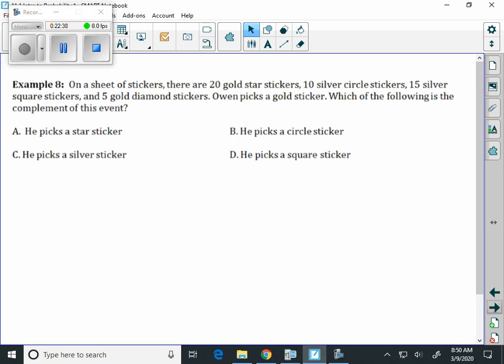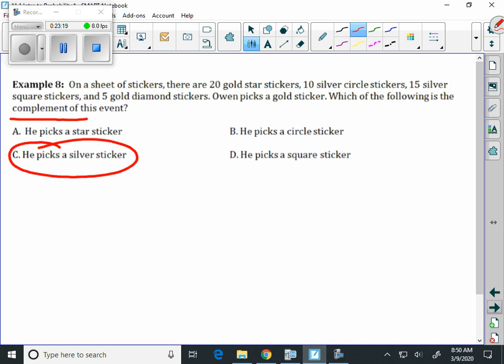on a sheet of stickers, there are 20 gold star stickers, 10 silver circle stickers, 15 silver square stickers, and 5 gold diamond stickers. Owen picks a gold sticker. Which of the following is the complement of this event? Well, think about your 2 options here. You're picking gold, you're picking silver. So it says, which of the following is the complement of this event? So we want to not pick a gold. So if we're not picking gold, then that means that we need to pick silver.